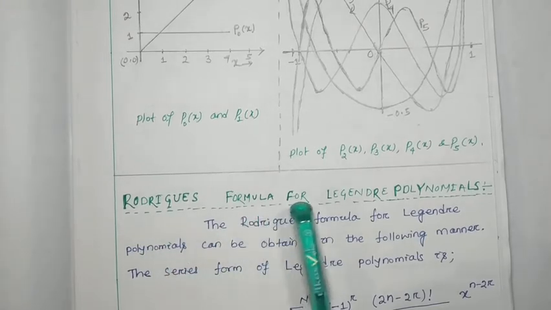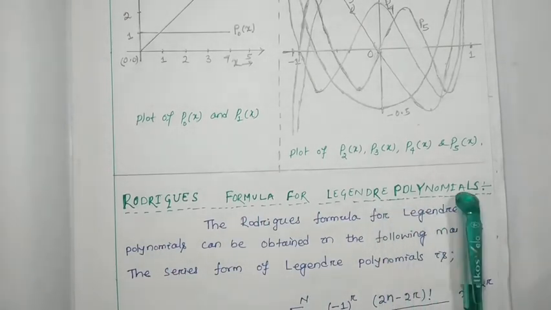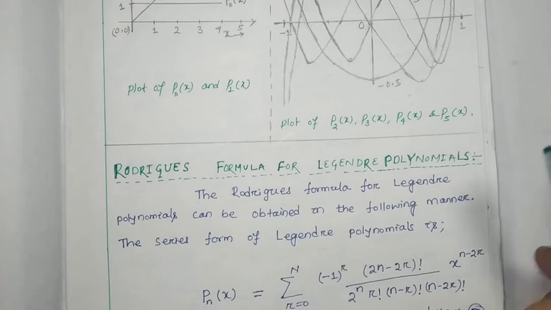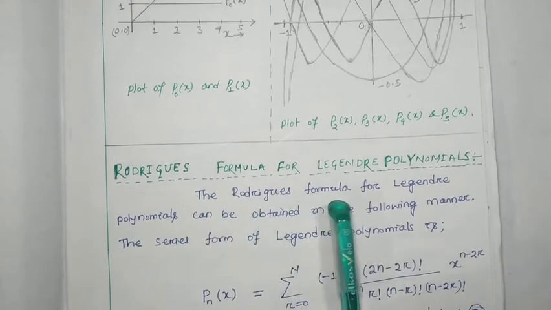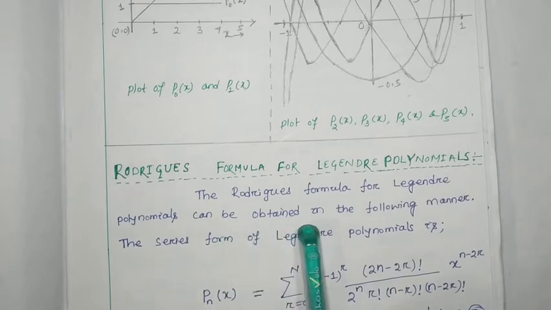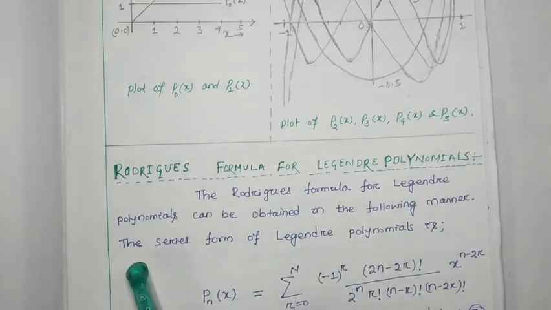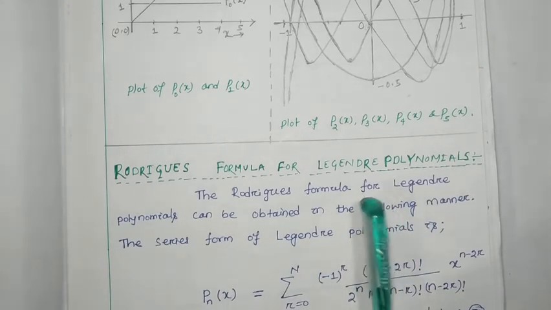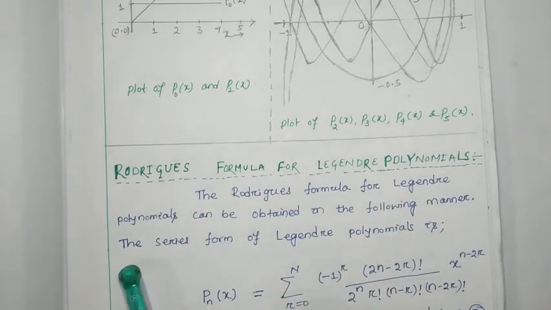So today in this class we are going to discuss the Rodrigues formula for Legendre polynomials. The Rodrigues formula for Legendre polynomials can be obtained in the following manner. What is that? In which method? How can we find this Rodrigues formula?